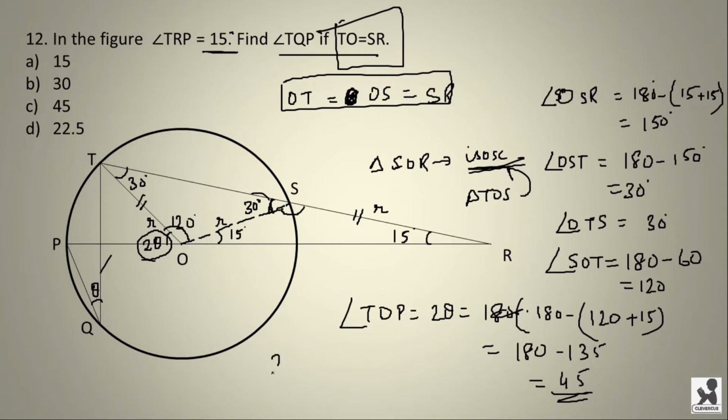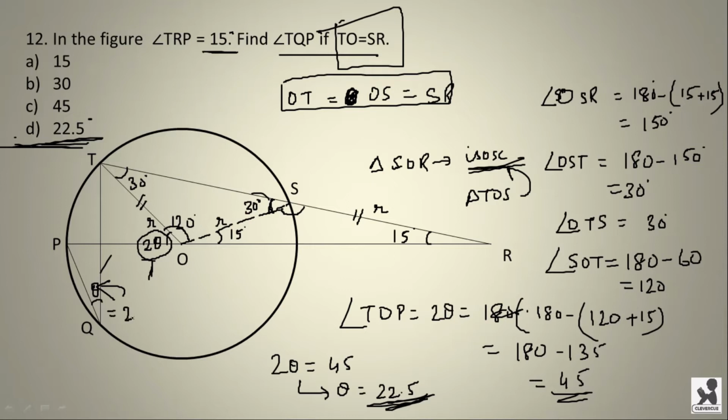Sorry, the value of 2 theta is equal to 45, and we get the value of theta is equal to 22.5. So the right answer is option D, 22.5 degrees, because we need to find theta, not the value of 2 theta. So the angle TQP is equal to 22.5 degrees. This is the right answer.